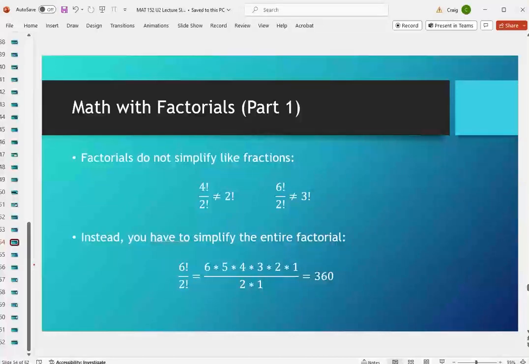Okay, 4 factorial over 2 factorial, you can't divide like this. You have to divide like this, down at the bottom. Okay, if we want to do 6 factorial divided by 2 factorial, we can't just say that's 3 factorial. That's 6 times 5 times 4 times 3 times 2 times 1, divided by 2 times 1.